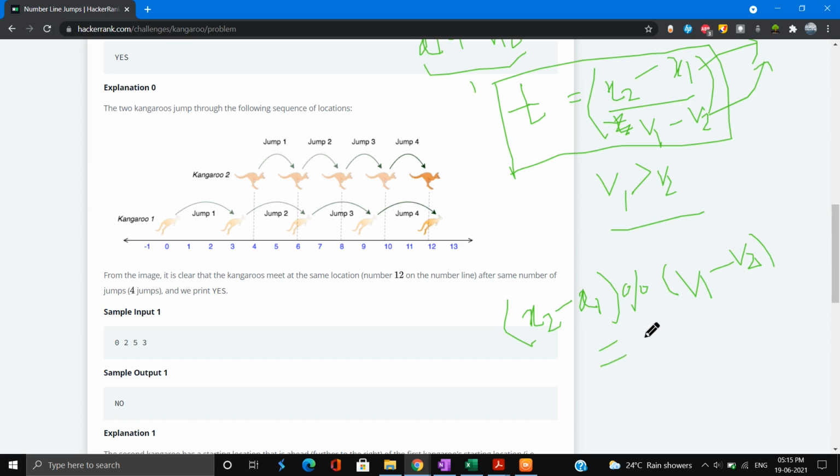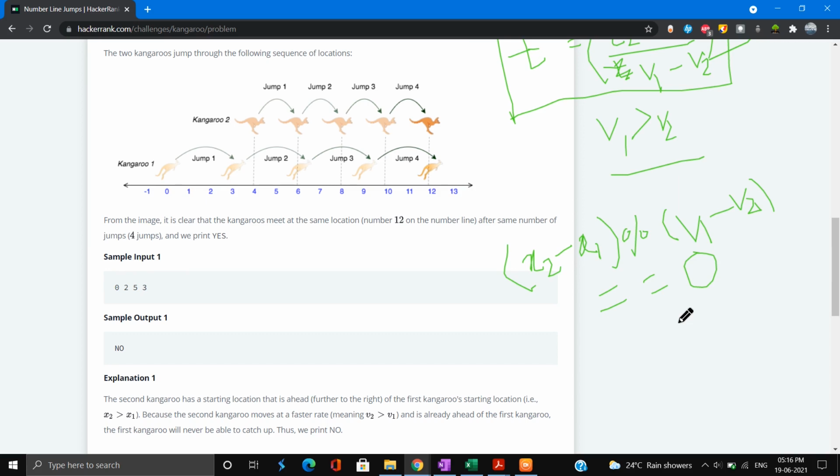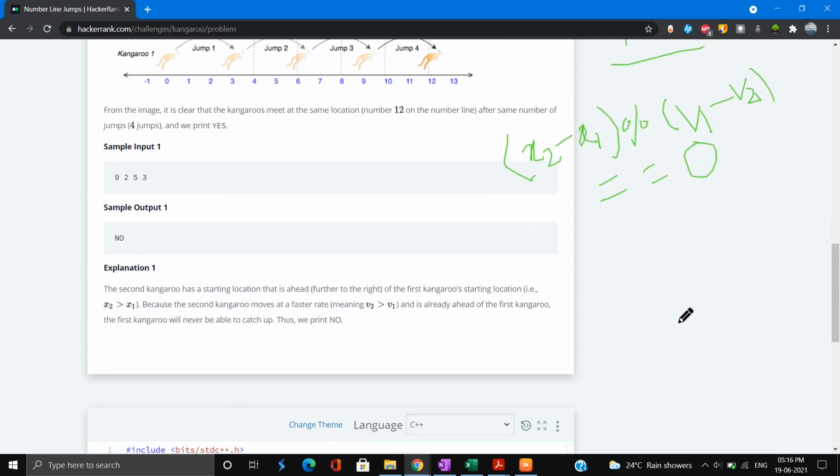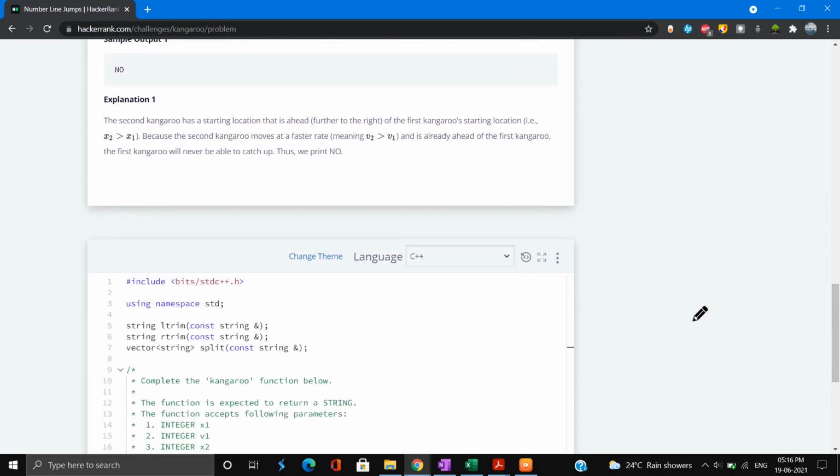If we get this remainder as 0, then we can say that time will be an integer, and then we will be able to find a time where they can match the location and they will meet. So in that case, we will print or return a yes from our given function, or else we will return a no. So let's quickly go through the coding part.